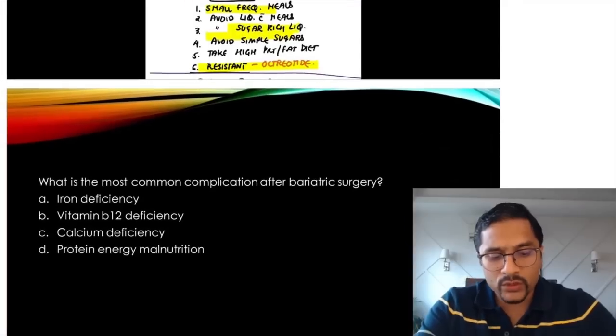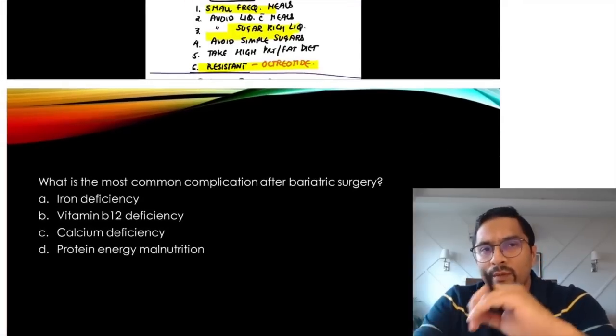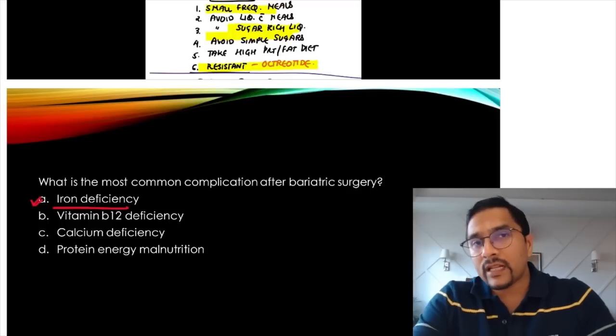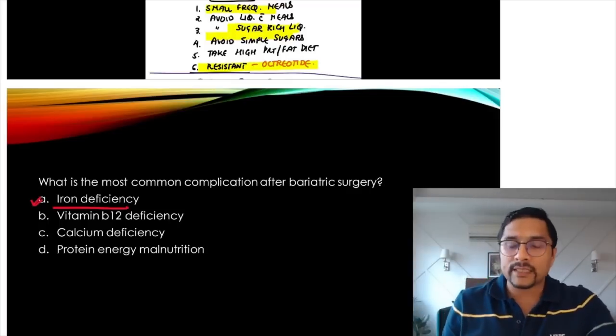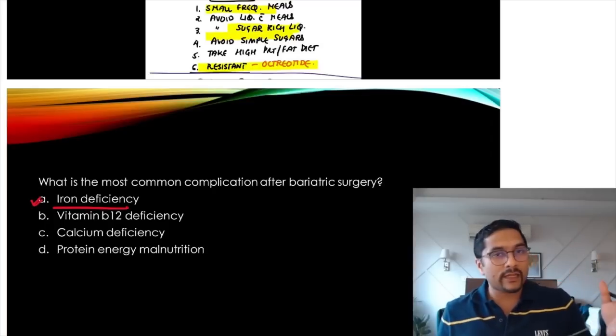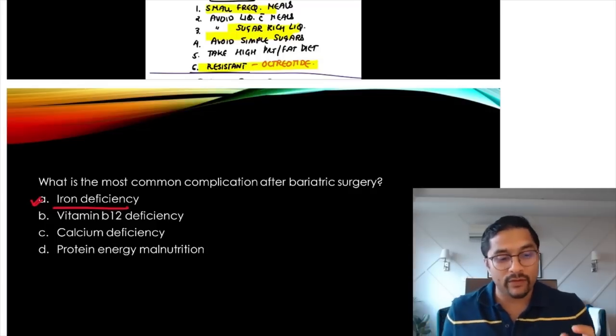Now, what is the most common complication after bariatric surgery? So this was a very straightforward question. The most common complication following bariatric surgery is iron deficiency anemia. And even last year, there were two questions in the last FMGE exam from bariatric surgery complications. One was regarding iron deficiency anemia. The other one was regarding vitamin B12 deficiency.